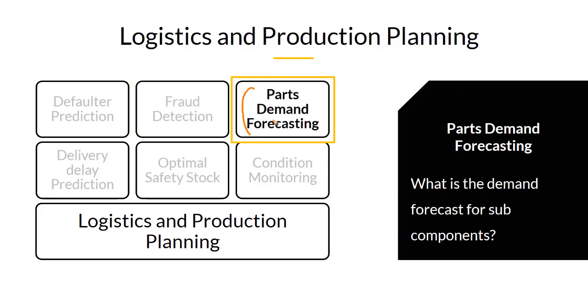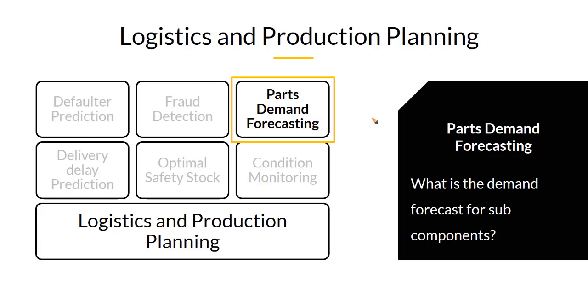Next is parts demand forecasting. This is a bit different from the demand forecasting that we saw earlier. This is related more specifically to parts or subcomponents of the final end product. This is very much applicable for manufacturing industries where they sell some sort of a physical product and that product is made up of multiple different subcomponents.